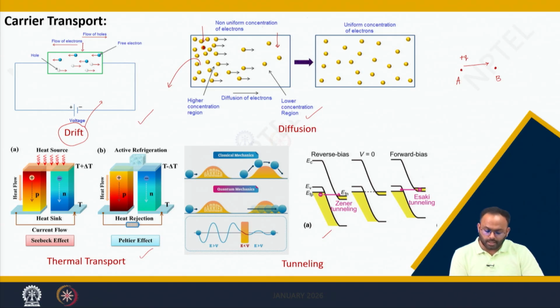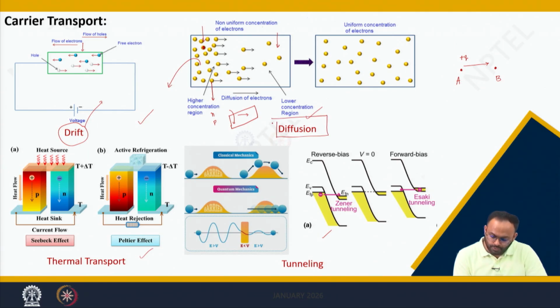So in the semiconductor, if these particles are charged, either N and P, and by some means I create a concentration gradient in the semiconductor, then these charged particles will go from higher concentration to lower concentration and give rise to a current. That current is known as diffusion current. So in general, this drift and diffusion are the basic building blocks of carrier transport phenomena in semiconductor.